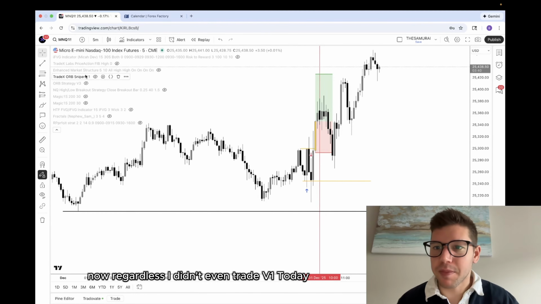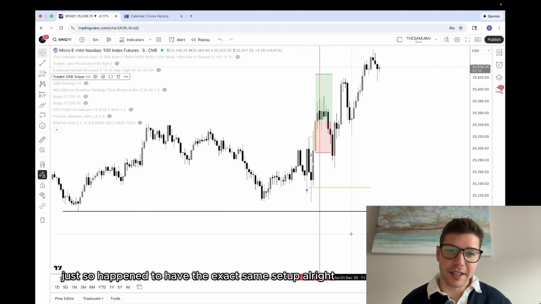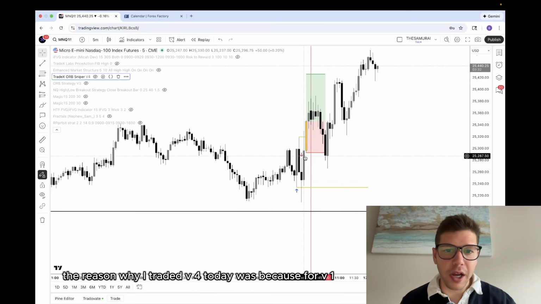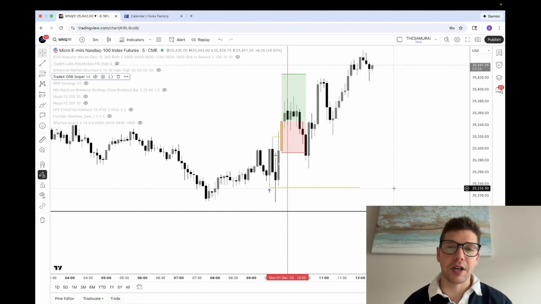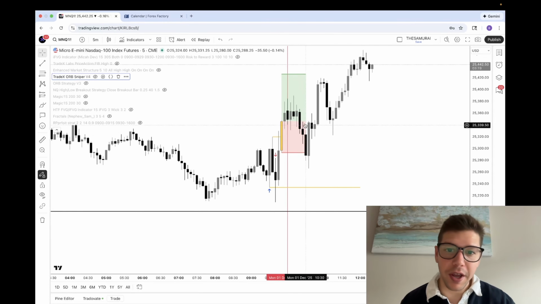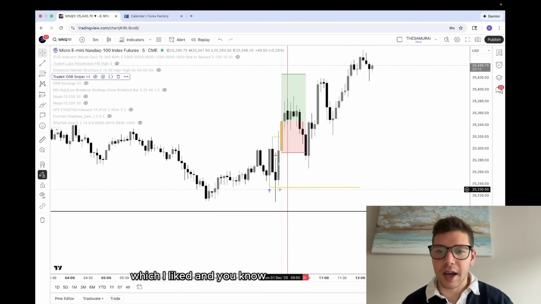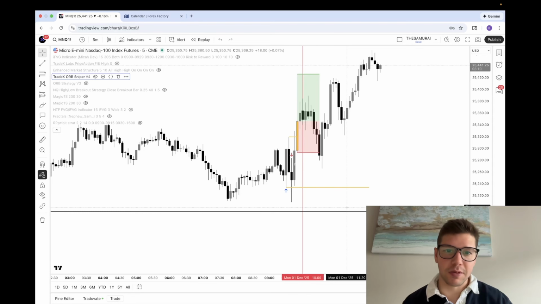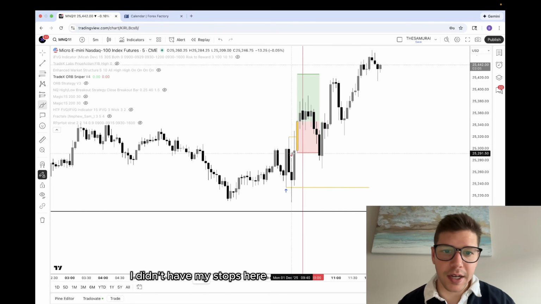Now, regardless, I didn't even trade V1 today. I traded V4. V4 and V1 just so happened to have the exact same setup. The reason why I traded V4 today was because for V1, I generally want to stop trading V1 after the first 5 to 10 minutes of the open. That's when I naturally switched over to V4 and waited for this range to get broken above and closed above here. I did see this wick rejection, which I liked, and gave you a little bit more confidence within this trade.